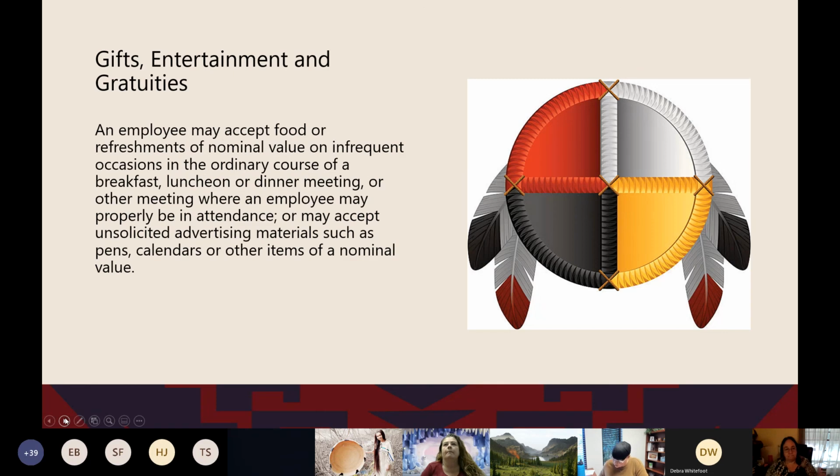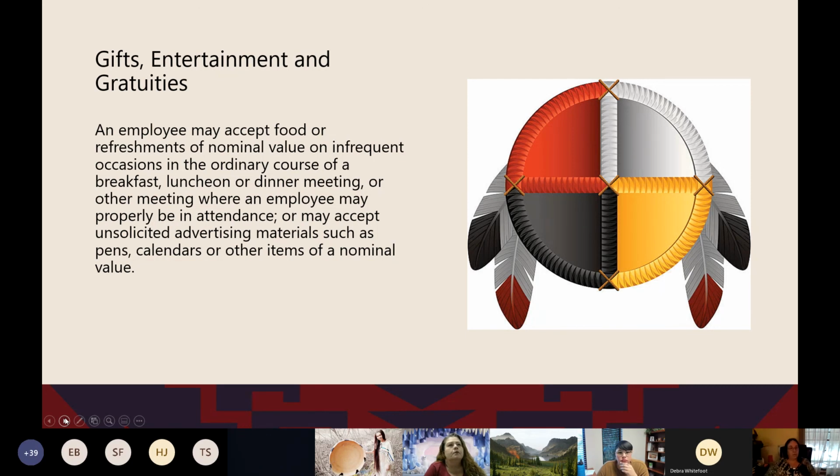Now, this one can vary. I've seen it go from $20 to $100. An employee can accept food or refreshments of a nominal value on an infrequent occasion in the ordinary course of a breakfast, luncheon, or dinner meeting, or other meeting where an employee could be properly in attendance, or may accept unsolicited advertising material, such as pens, calendars, or other items of a nominal value. Now, this came from my housing authority.